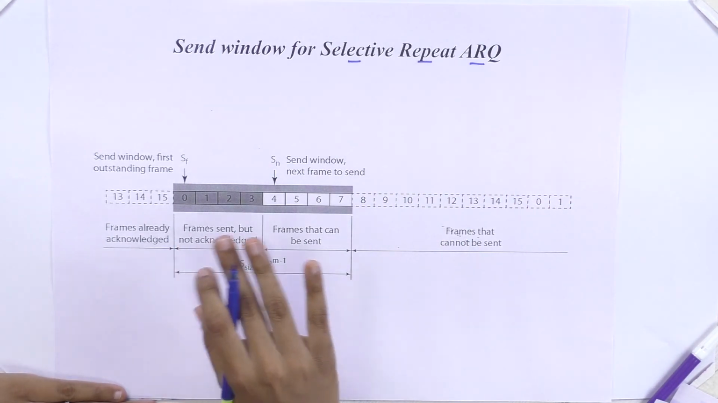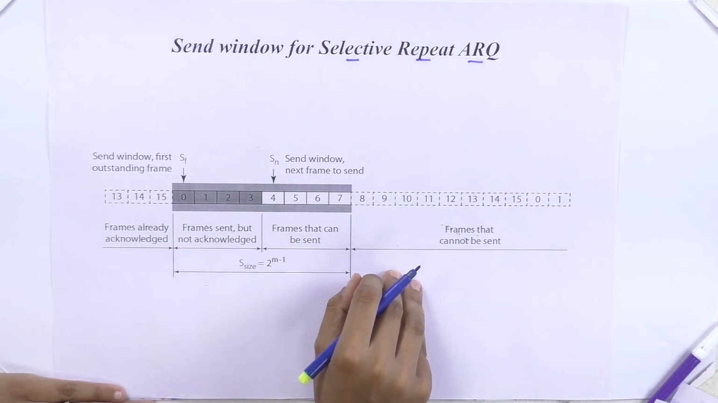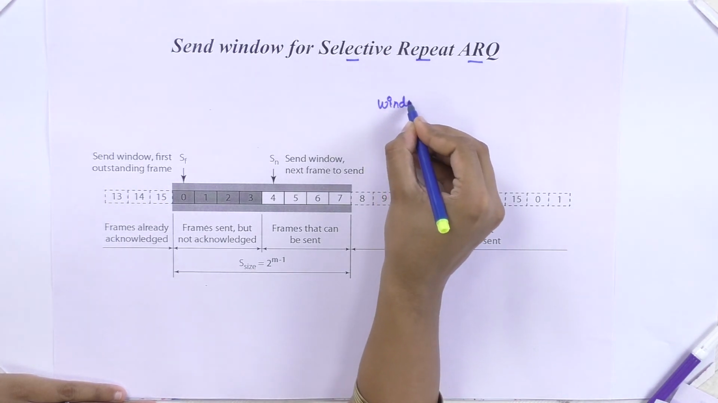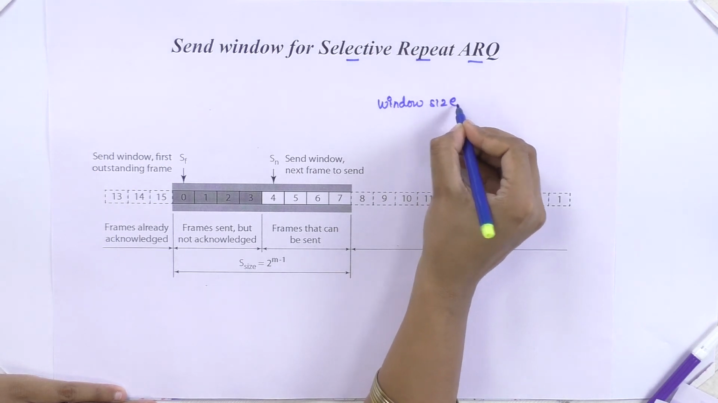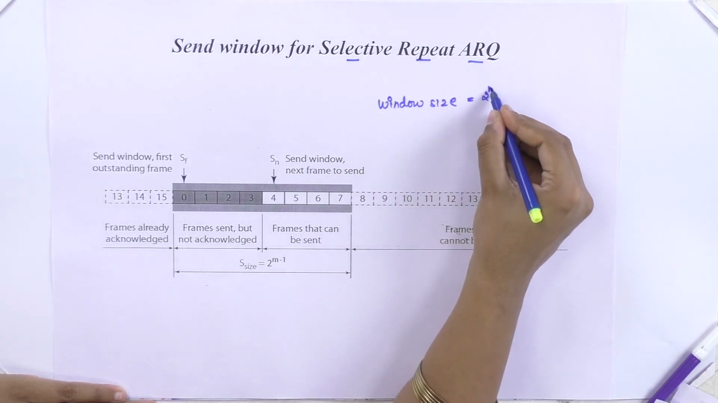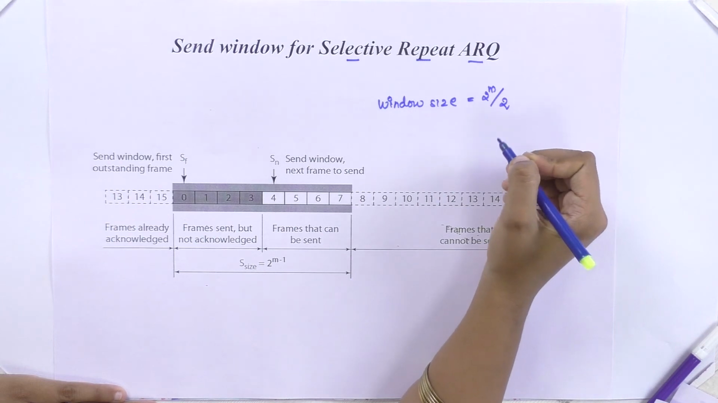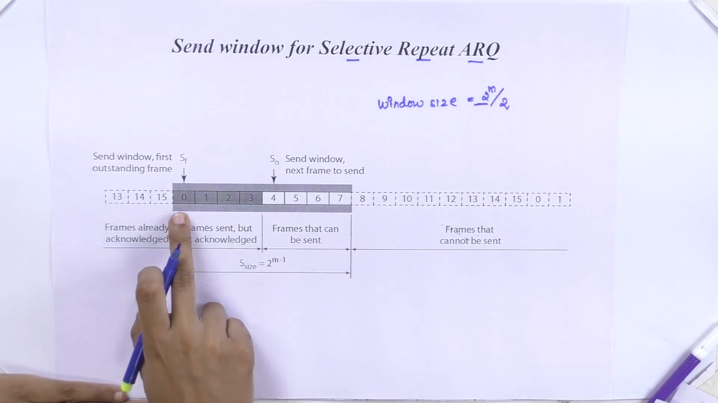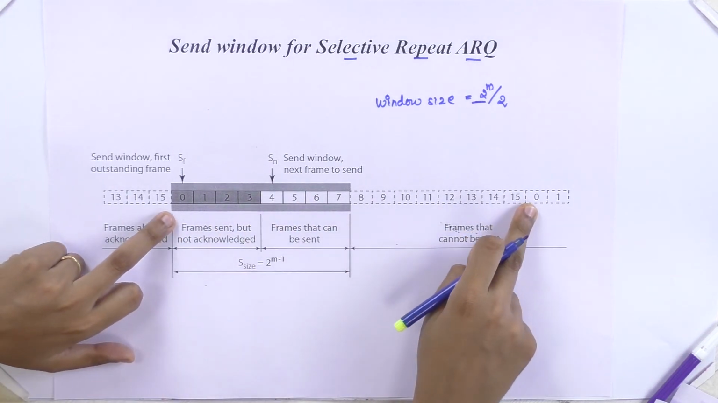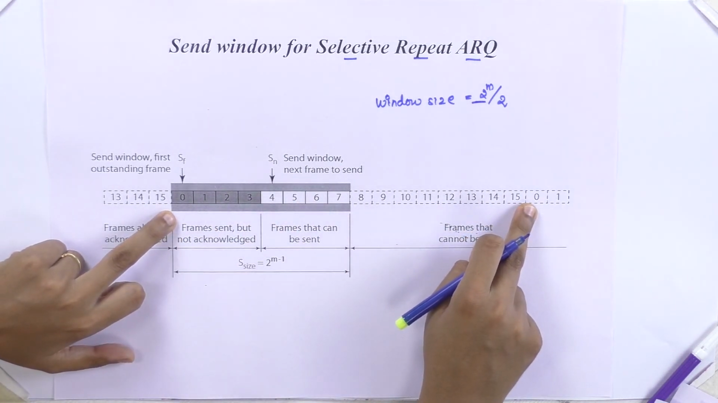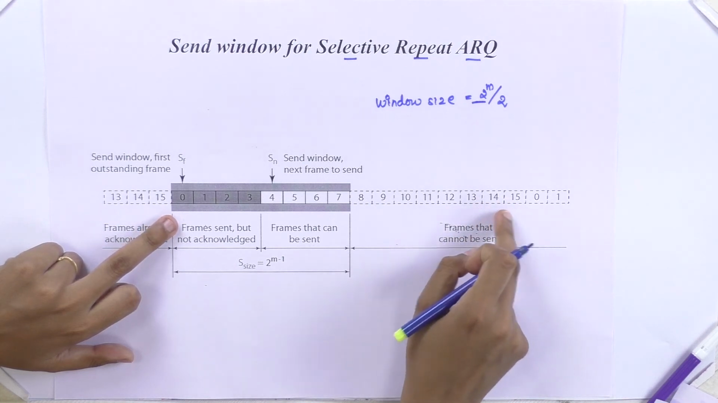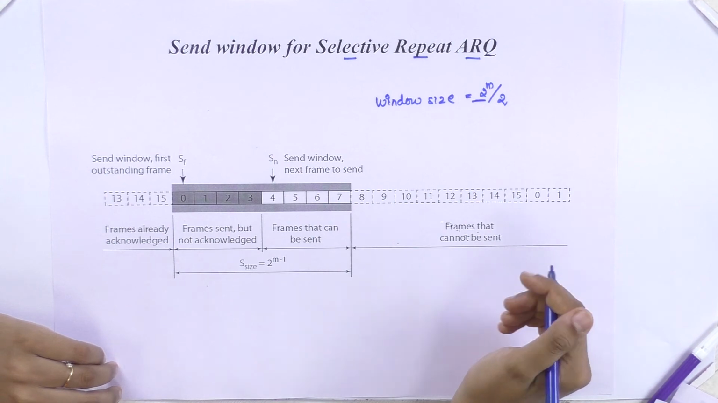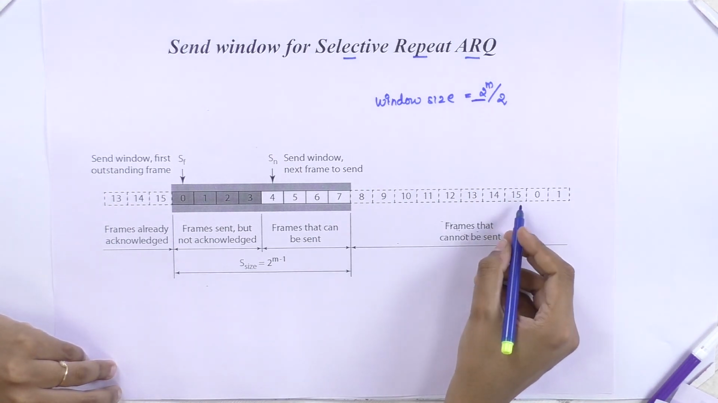So here the concept is the same as your Go-Back-N ARQ, but the main difference will be your window size. Here the window size will be half of the entire sequence number. So there we had one full sequence number, but here I will have only half as my window size in my entire sequence number.